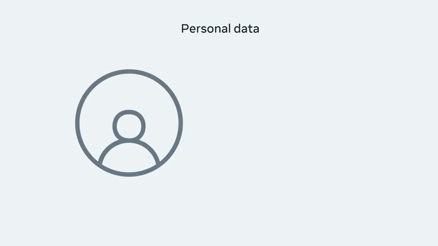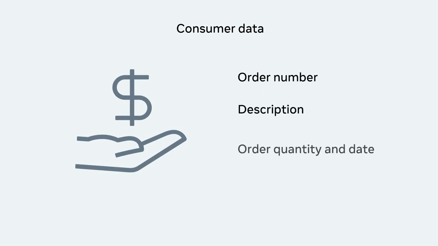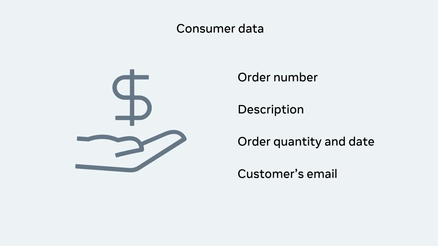For example, if data were collected on a person, then that data might include their name, age, email, and date of birth. Or the data could be facts and figures related to an online purchase. This could be the order number, description, order quantity and date, and even the customer's email. Data is crucial for individuals as well as organizations. But where is all this data stored?